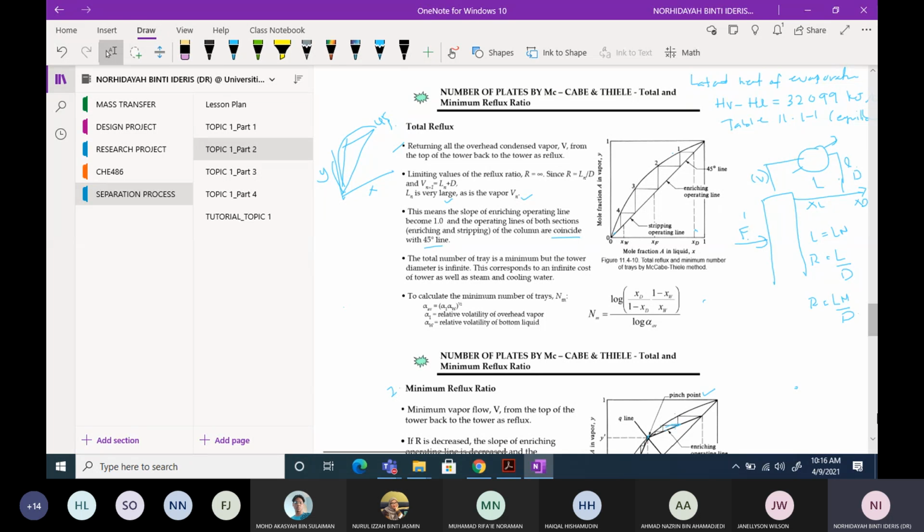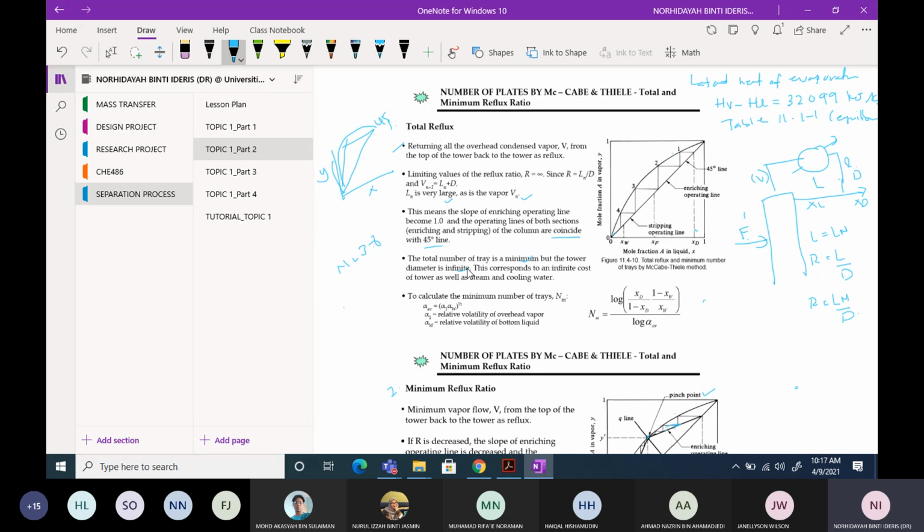If you compare with example 11.4-1 that we discussed last Wednesday, if we do the calculation of n between the 45-degree line and the equilibrium line, that will only give you approximately n equal to 3.8. However, for this case, even though the total number of trays is minimum, the tower diameter will be very large.